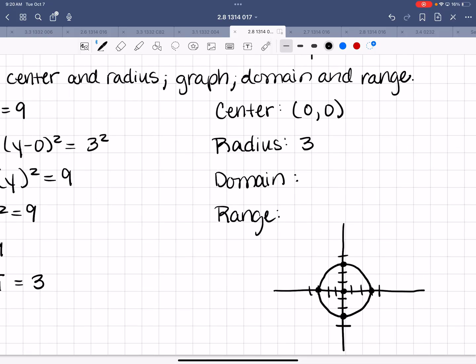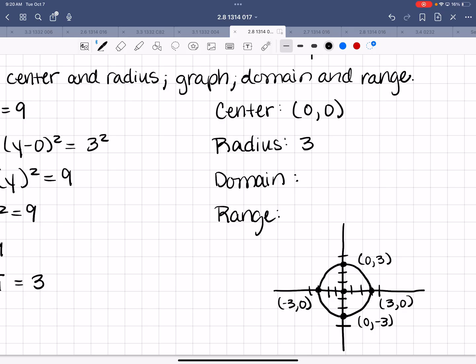Okay, so my domain, I know that this point right here is 0, positive 3. This point is 3, 0. This point is 0, negative 3. And this point is negative 3, 0. Guys, it's easier for you to do domain and range if you list those points.